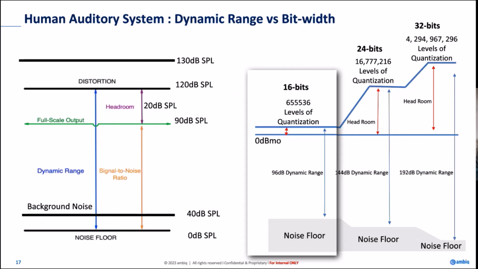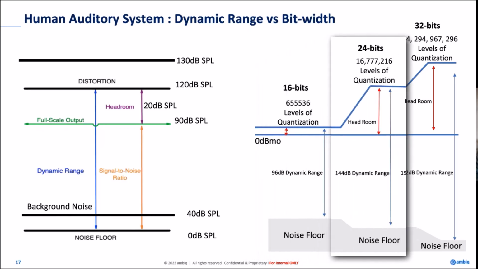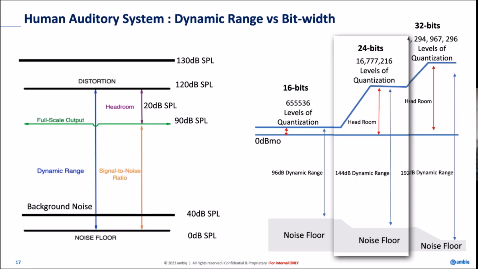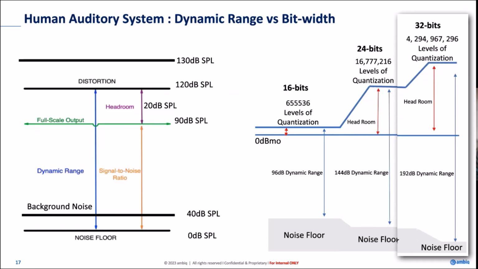Dynamic range versus bit width. 16 bit width will provide you theoretically 96 dB dynamic range. 24 bit width will offer you 144 dB dynamic range, basically better floor noise and headroom. 32 bit width will provide you more headroom, better floor noise. So your dynamic range will be up to 192 dB.